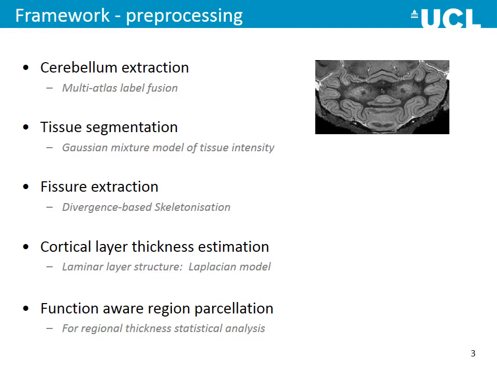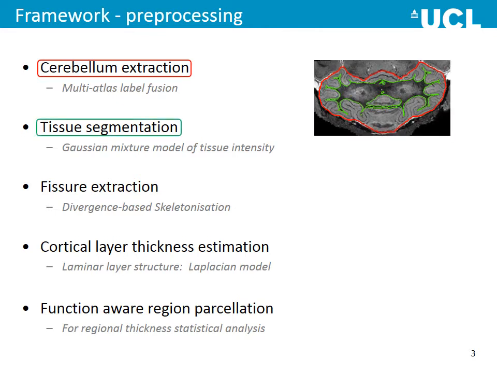This slide shows the pre-processing steps. Firstly, the cerebellum is extracted using multi-atlas label fusion. The gray matter is then segmented by optimizing the Gaussian mixture model of tissue intensity. The fissure line is extracted using divergence-based skeletonization.